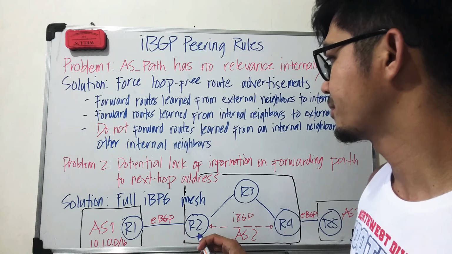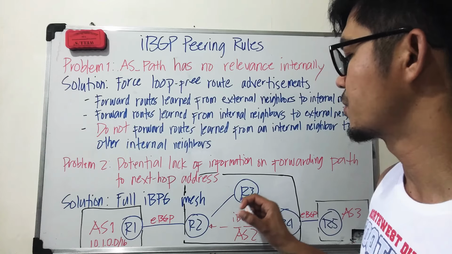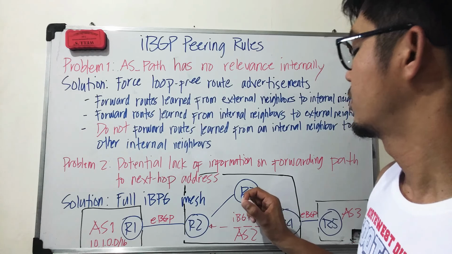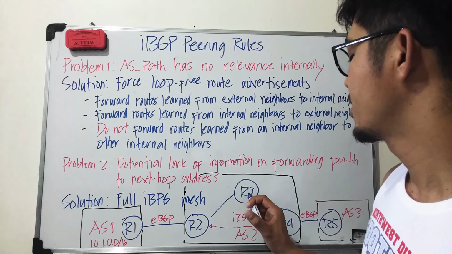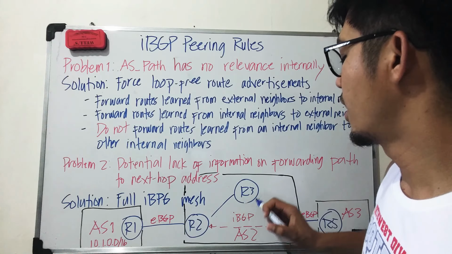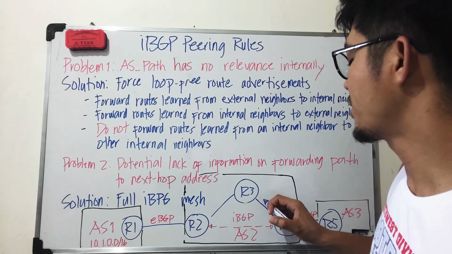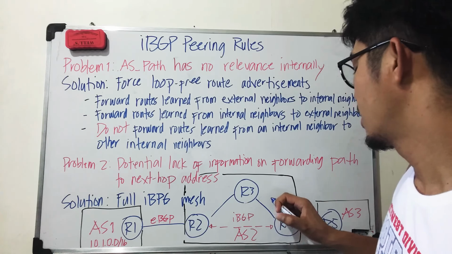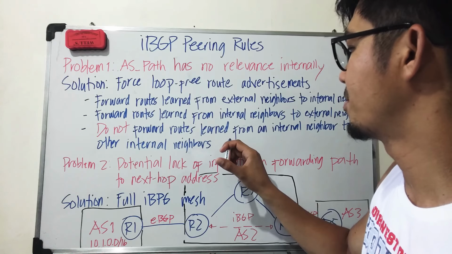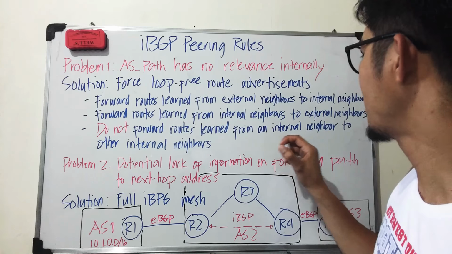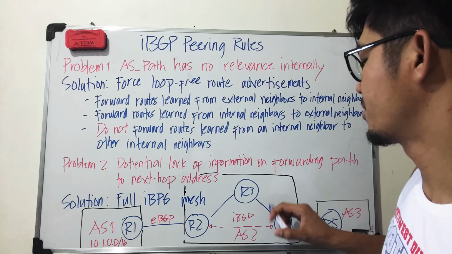So for example, R2 receives routes from R1, and R2 can forward that external route to R3, and R3, the problem actually occurs here when R3 tries to forward that route to R4, because in this rule here, routes learned from an internal neighbor cannot be forwarded to other internal neighbors. So things break here in this peering.